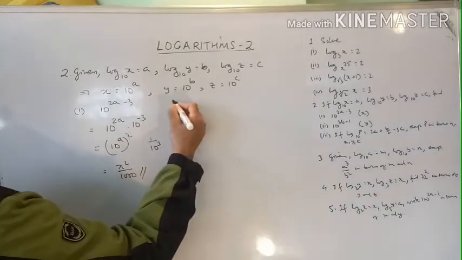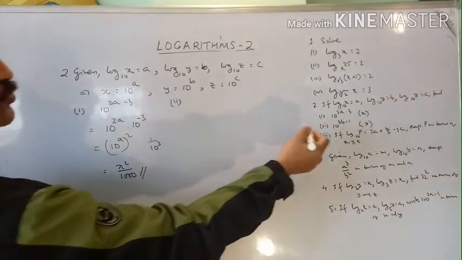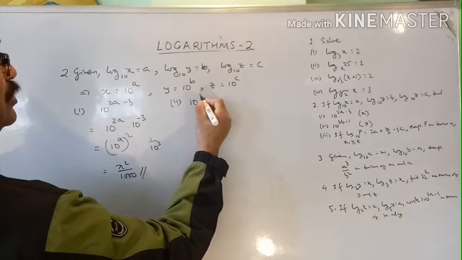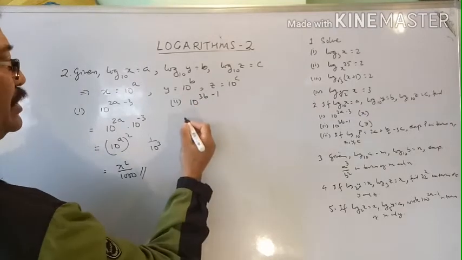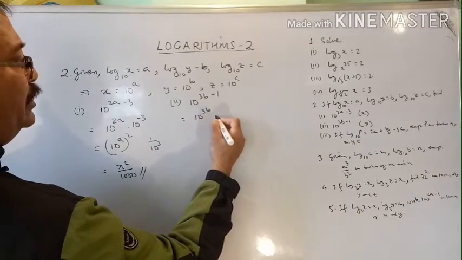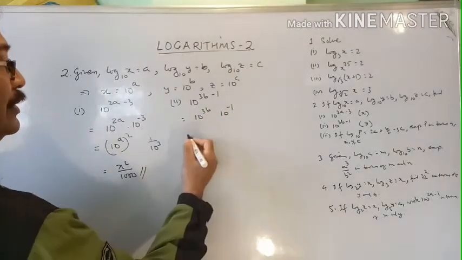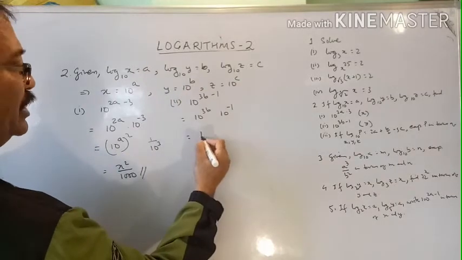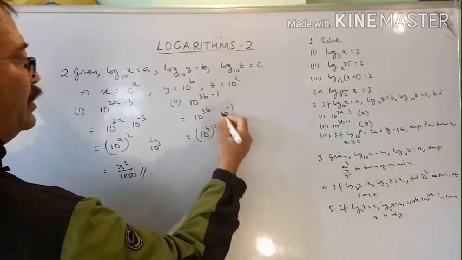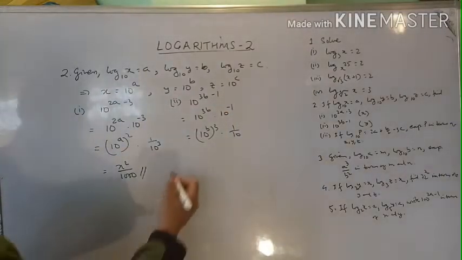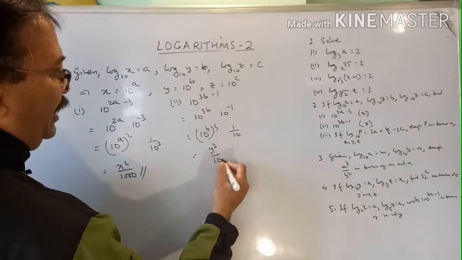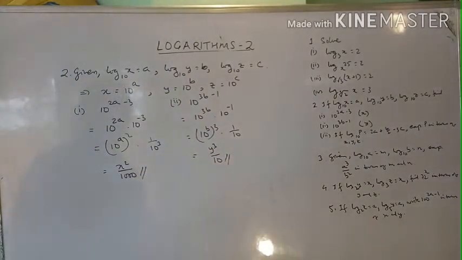Now let's take part 2. Similar question, but in terms of y we have to express. So given 10 to the power 3b minus 1. Okay, same process. You separate this 10 to the power 3b into 10 to the power minus 1. Then we know the value of 10 to the power b, so we express this as (10 to the power b) whole cube into 1 by 10, because 10 to the power minus 1 is 1 by 10. So put the value of 10 to the power b, which is y. So y cube by 10. So this is the answer.